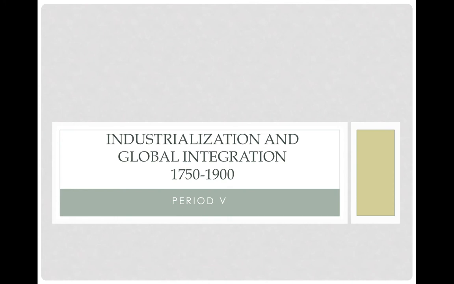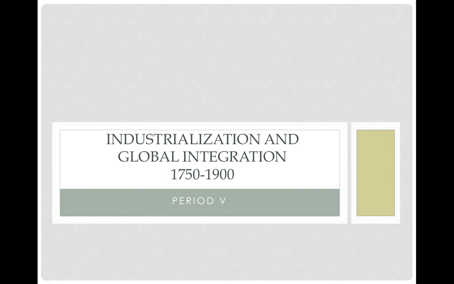Well, we just finished Period 4 in AP, off to Period 5, Industrialization and Global Integration from 1750 to 1900. Period 5 is catching up to the time period that a lot of you are more familiar with from the classes that you've taken at Missing over the last few years. And that familiarity will really help.